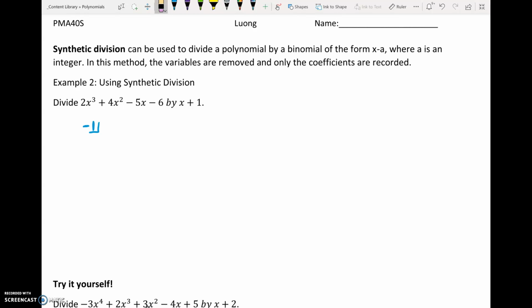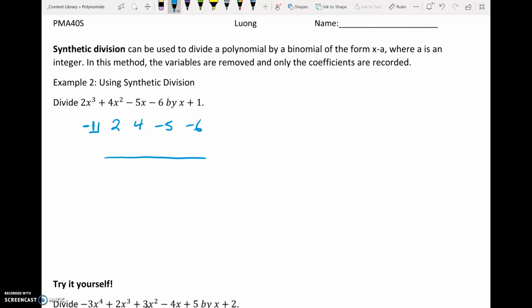The next thing you're going to do is write down the coefficients in order. So we have a 2, a 4, a negative 5, and a negative 6. And yes, order does matter. So from the highest power to the lowest power. And if you're missing a term, you do need to put a placeholder of 0 in there as well.